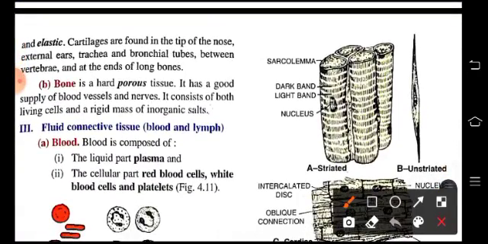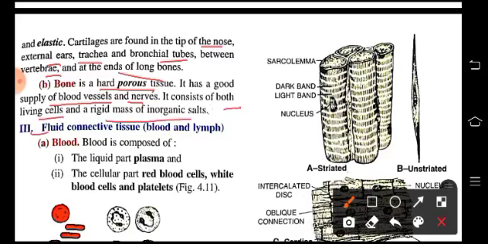Cartilages are found in the tip of the nose, external ears, trachea and bronchial tubes, between vertebrae, and at the end of long bones. Now, bone is a hard, porous tissue which has a good supply of blood vessels and nerves. It consists of both living cells and a rigid mass of inorganic salts.